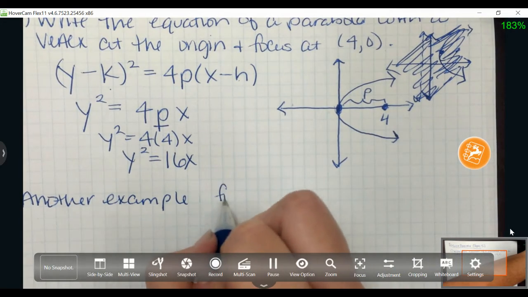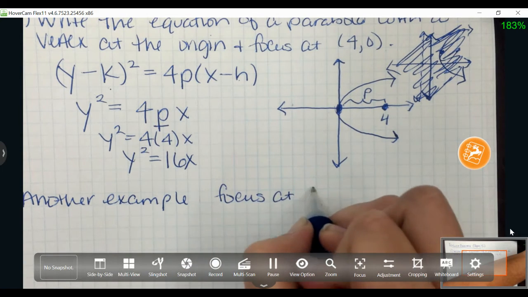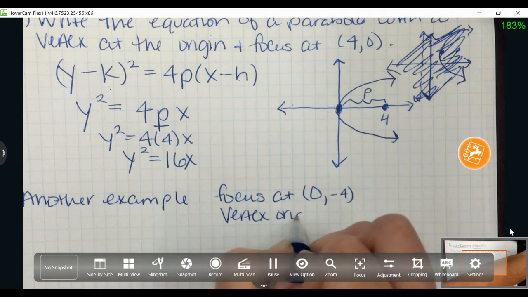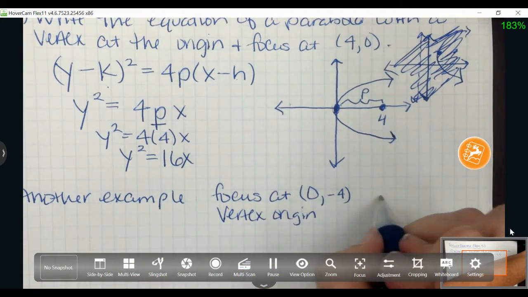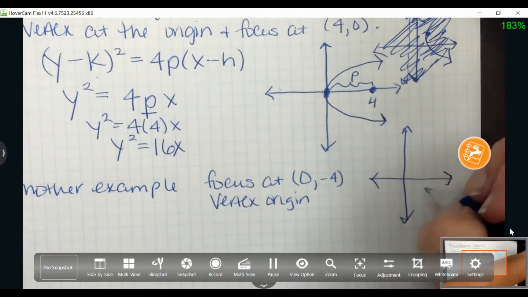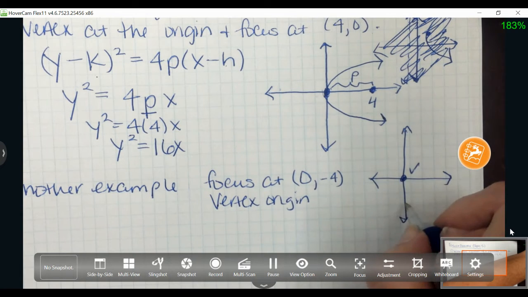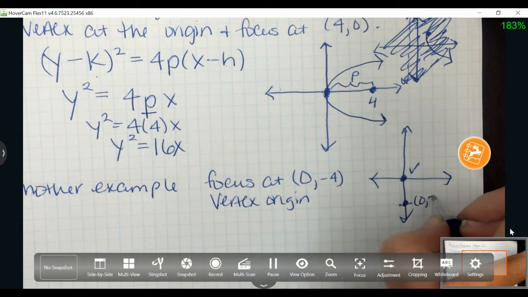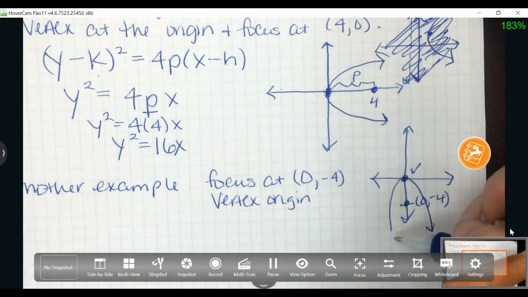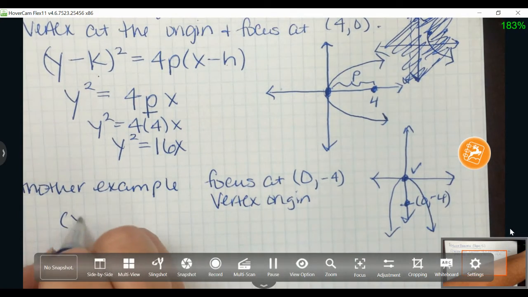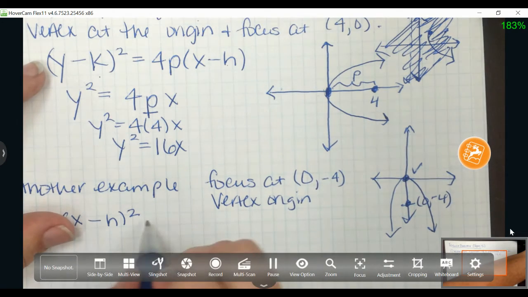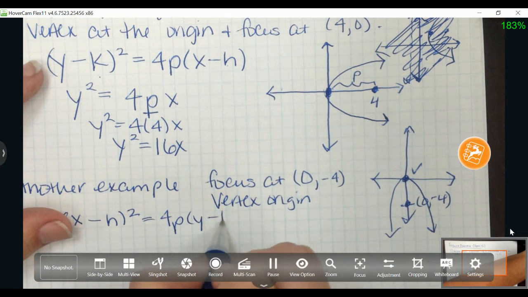This time I'm going to put the focus at (0, −4) and the vertex at the origin. If I sketch that one, and this one I'm not even going to try to make pretty or to scale, (0, 0) is the vertex, and this is (0, −4) because I say so. If that's my focus, this parabola has to open down, which means that my form that I'm fitting is (x − h)². So I'm changing which term was the squared term, = 4p(y − k).